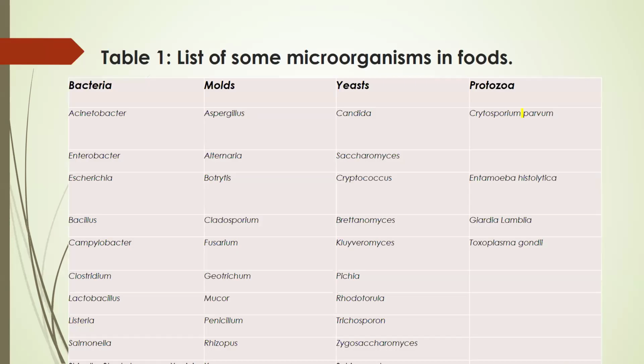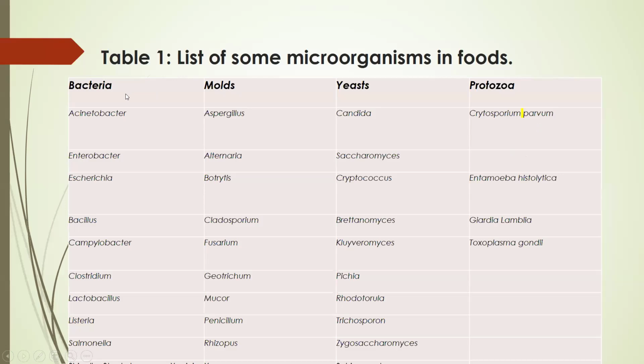So here on this table, we have the list of some microorganisms that you can find in your food. We have the set of bacteria, the molds. You know, when you say fungi, fungi consist of molds and yeast. You must have done that at the beginning of this lecture, so you know the difference between molds and yeast. And then you have the protozoans, which are mostly parasites.